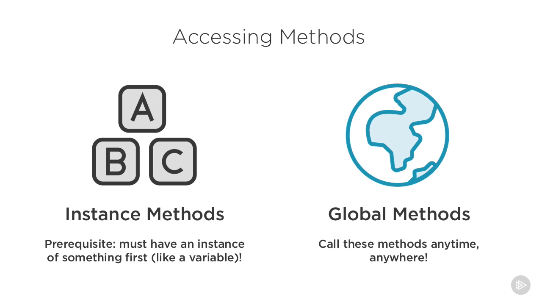The second type is called a global method. With global methods, you don't have any prerequisites. You can jump right in and use them anytime you want, anywhere. You literally just type the name of a data type, like string, then dot, then all of a sudden you have access to all global methods of a string. So to summarize, one starts with an instance of a data type and the other starts with the literal name of a data type. Let me give you a few examples to solidify this for you.